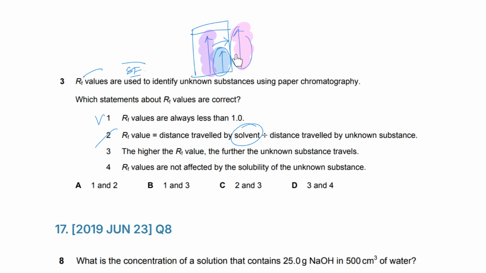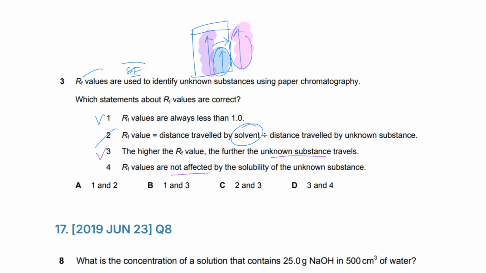You're going to get 0.2, 0.4, something like that. So the higher the RF value, the further the unknown substance has traveled. Statement: the RF values are not affected by the solubility of the unknown substance.